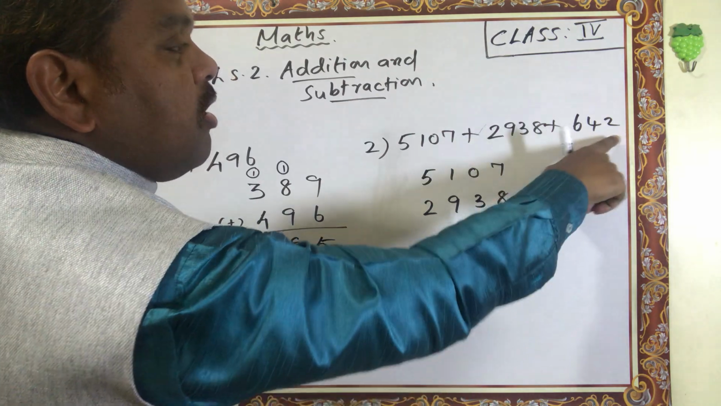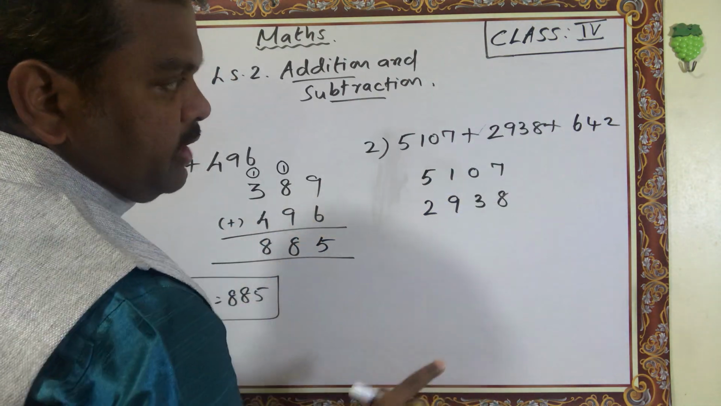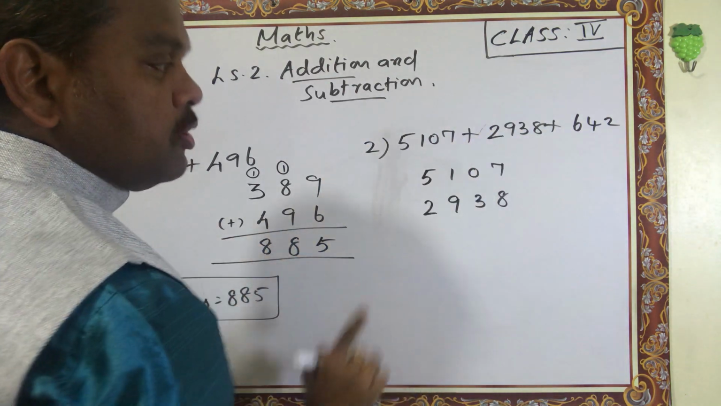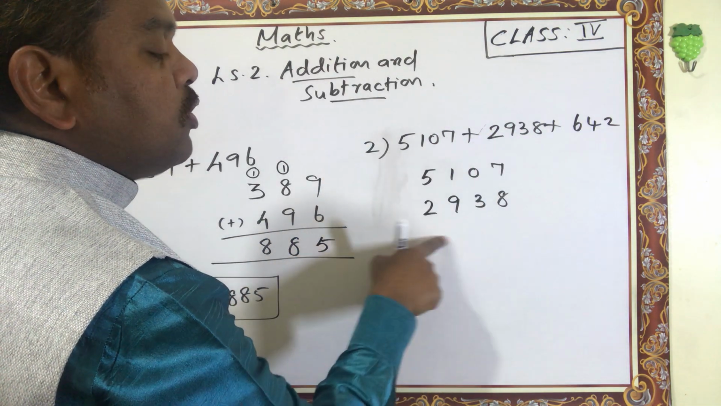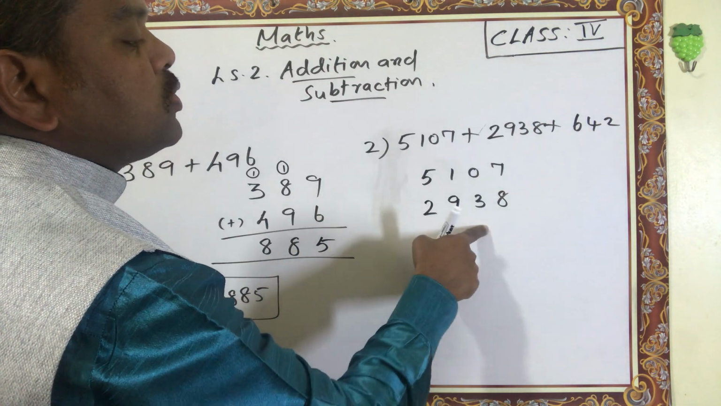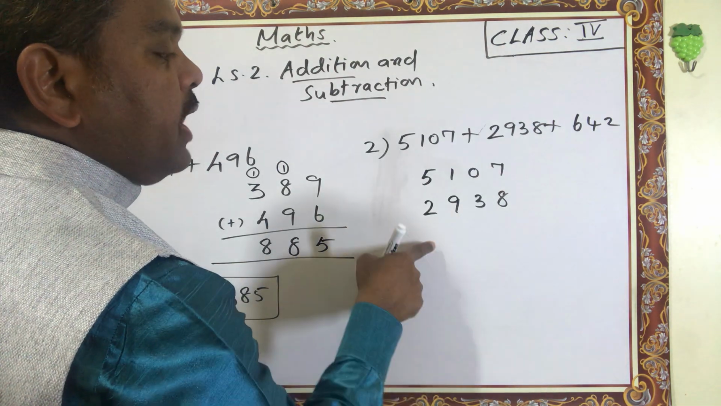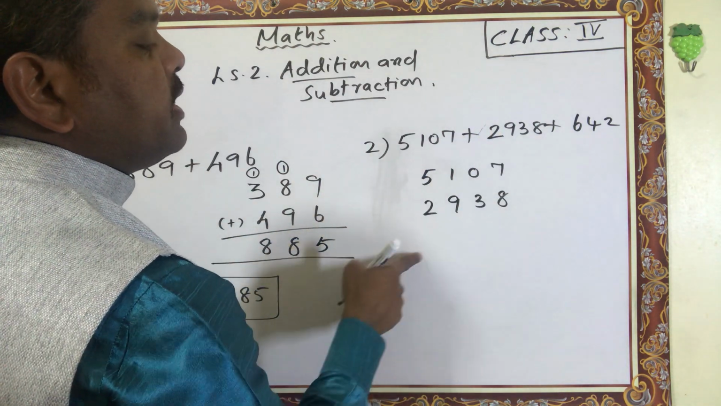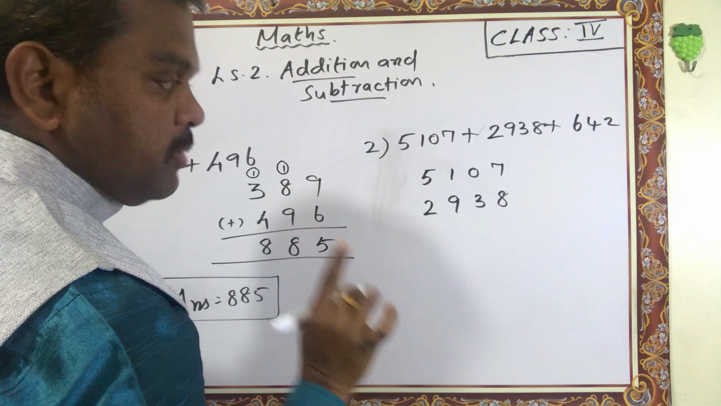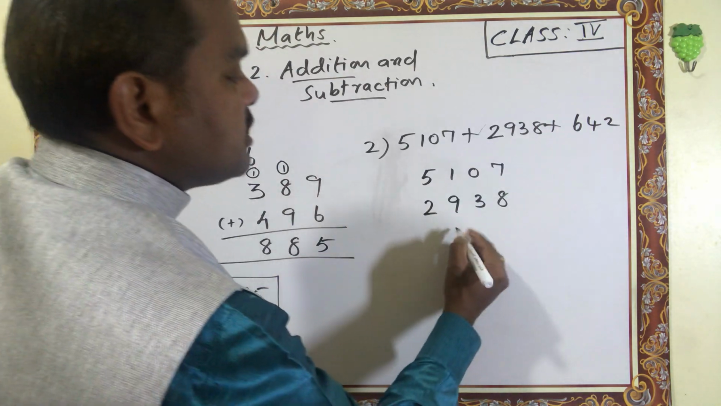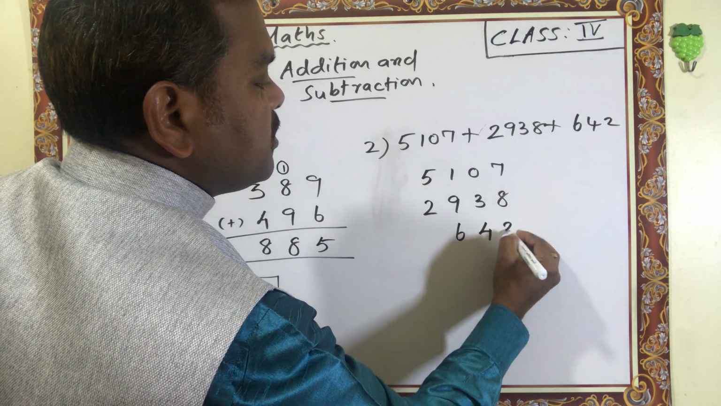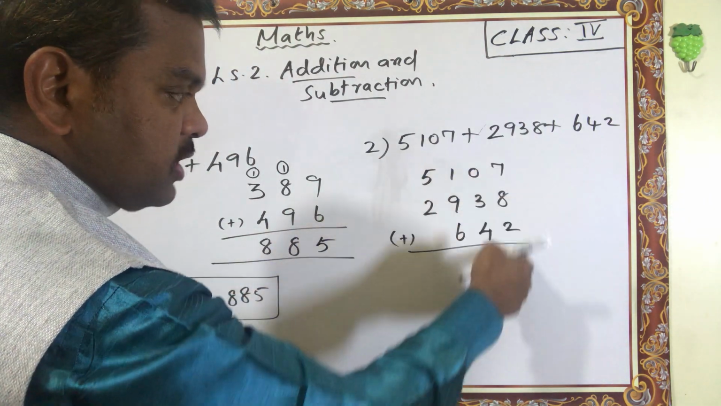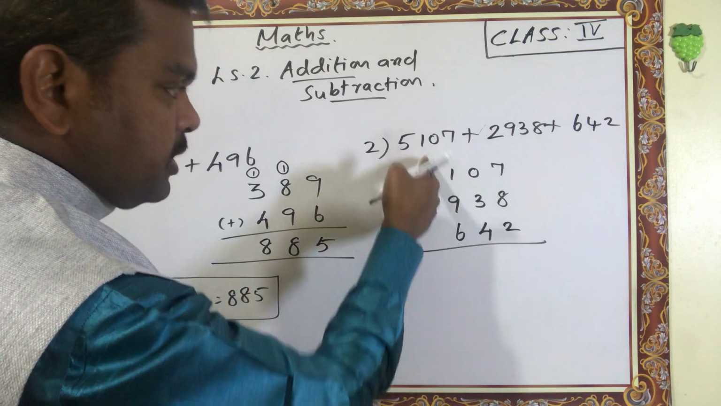All ones places, below that you have to write. All tens places, below that you have to write. All hundreds places, below that you have to write. Don't start from here with 642. This is wrong. Why? 6 is hundreds place, and this is thousands place. If you are writing 6 here, this is the wrong method. So you have to start from hundreds place here. 642. Then add. Now see, they are all ones place, tens place, hundreds place, thousands place.